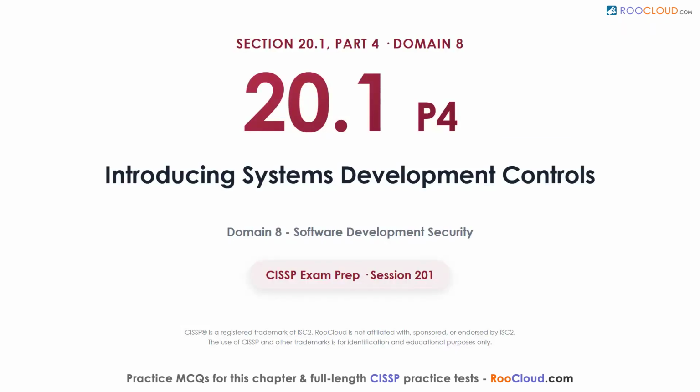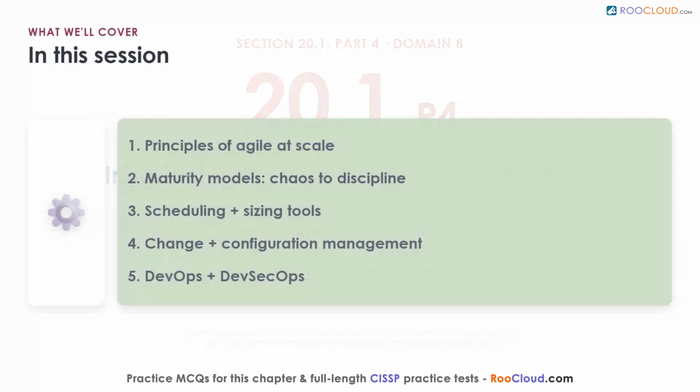Welcome to Section 20.1, Part 4. This is the 201st session of the CISSP Exam Prep series. This part turns to maturity models, project scheduling, and the disciplines that keep changing software under control. In this session, we'll measure how organizations mature and how they govern change.